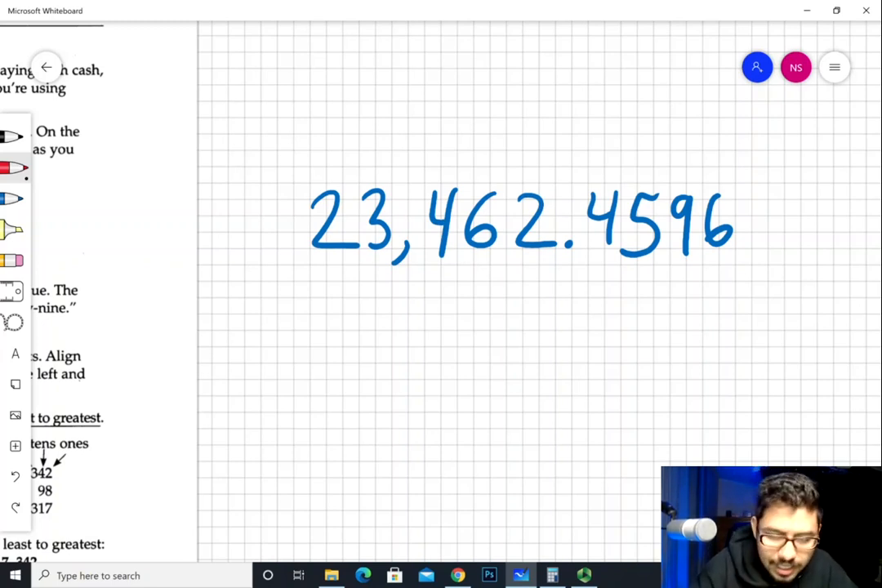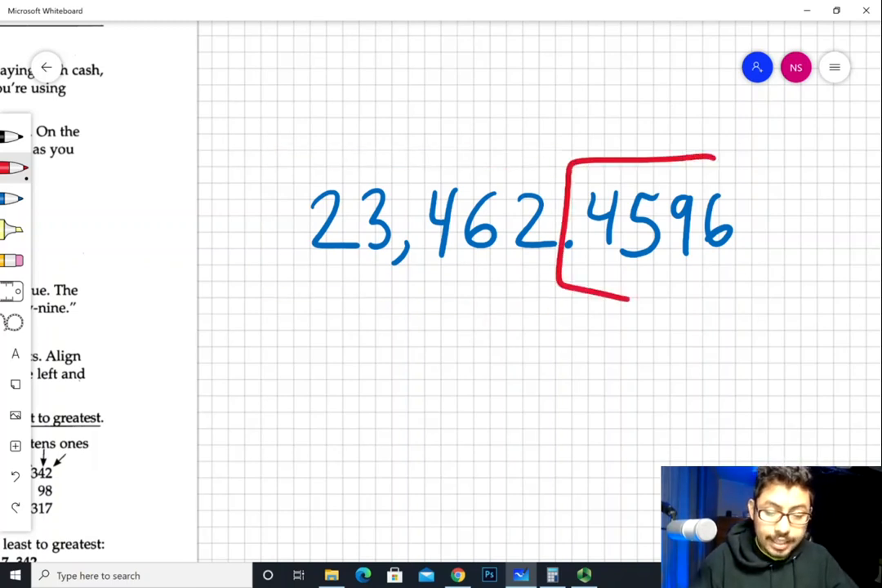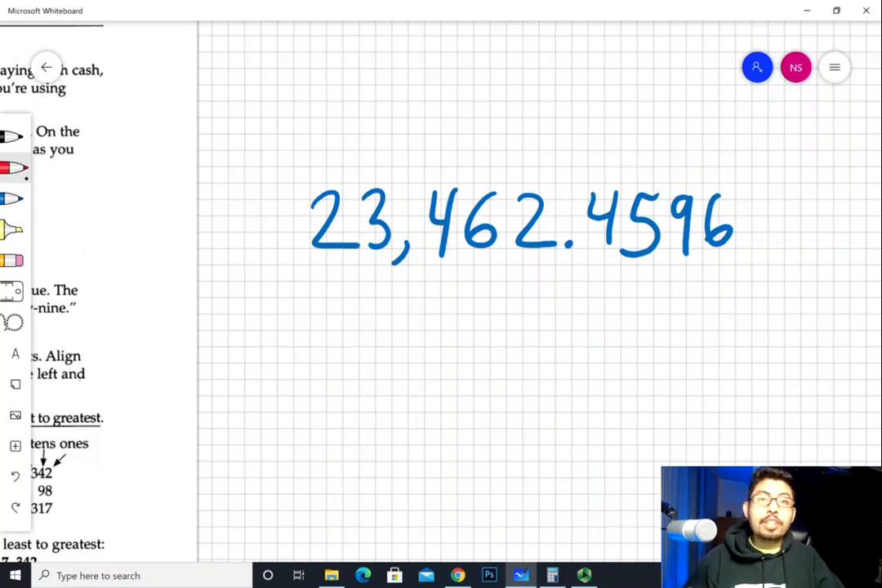So let's look at this example here. I wrote a number: 23,462.4596. We're going to learn the place values of both the whole number side and the decimal side. We're going to do this all in one, so this video might be a little long, but just go through it all with me.